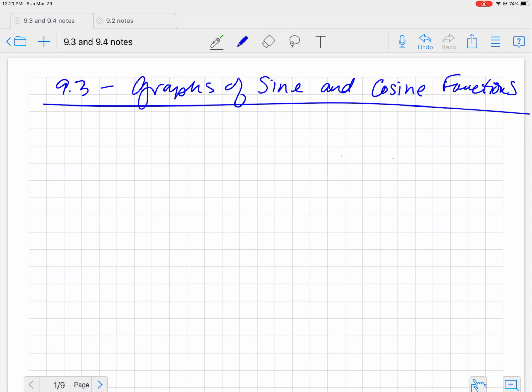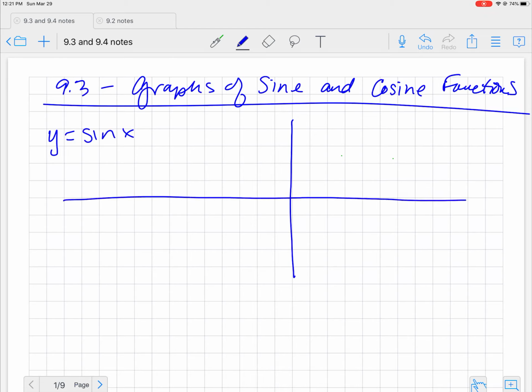So 9.3 is sine and cosine, which is where you're going to do most of your graphing, so that's where we're going to focus. And then it's good to know tangent and cotangent, because they're a little bit different. Anyway, we'll get there. So first thing we want to talk about are the graphs of our sine and our cosine function. So let's write this out.